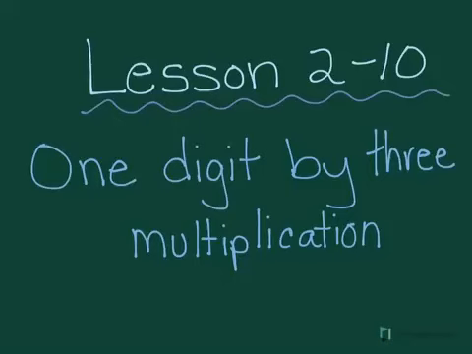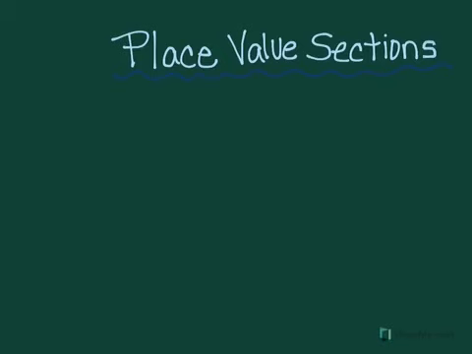Hi guys! Lesson 2-10, 1-digit by 3-digit multiplication. So today we're going to look at 3 methods of multiplication and we're going to use it for the same problem. So the problem that I'm going to use is 237 times 4.